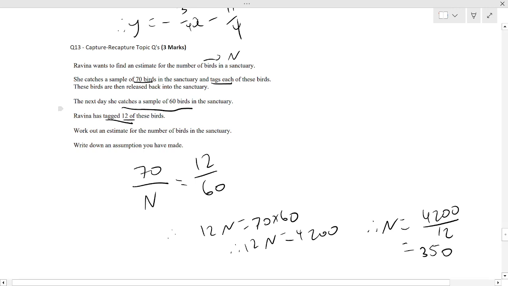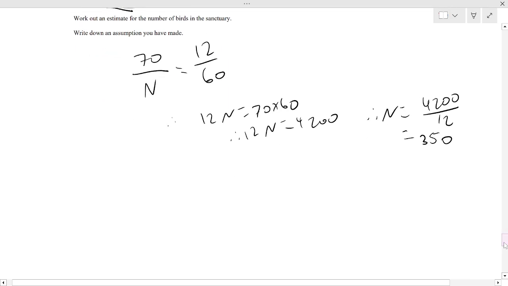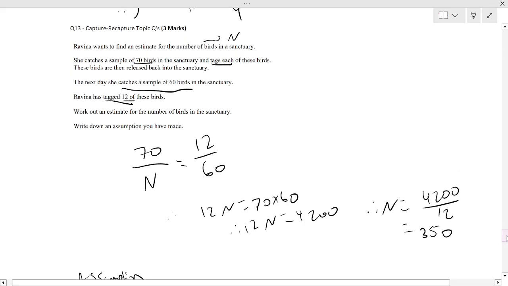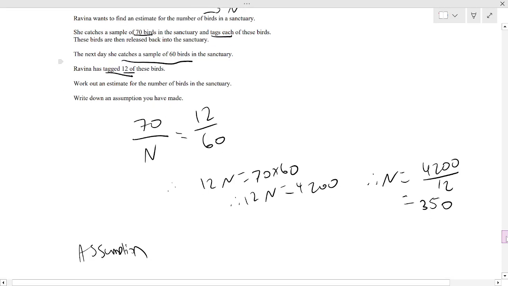Then it says write down an assumption you have made. I did already talk about that. One assumption is, like I said, the proportion of tagged birds to the population: for any sample of birds we take, the proportion of birds that are tagged will always be the same. So you can write that down.